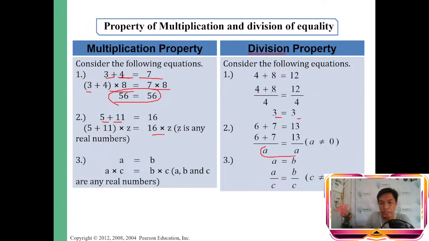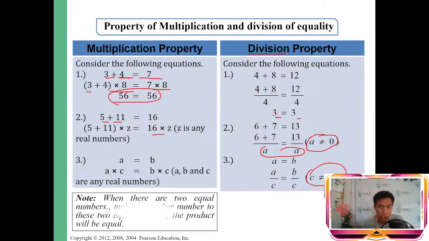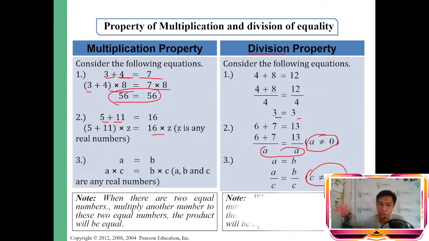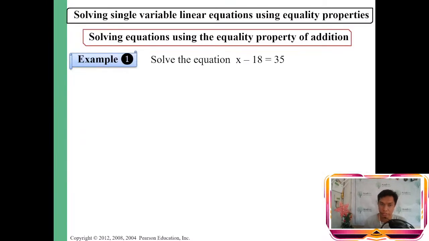C must not be equal to 0. Take note, the divisor must not be equal to 0. So take note of that. Those are the notes. Remember those. Now, let's take an example.